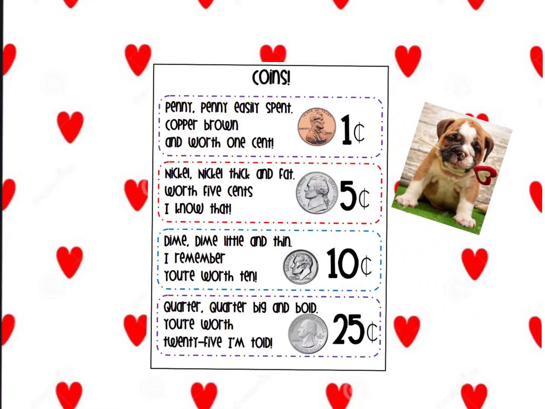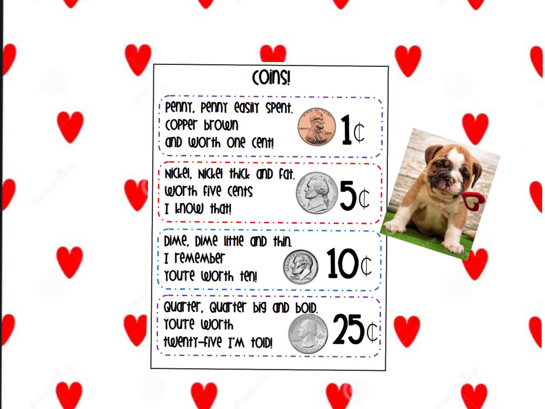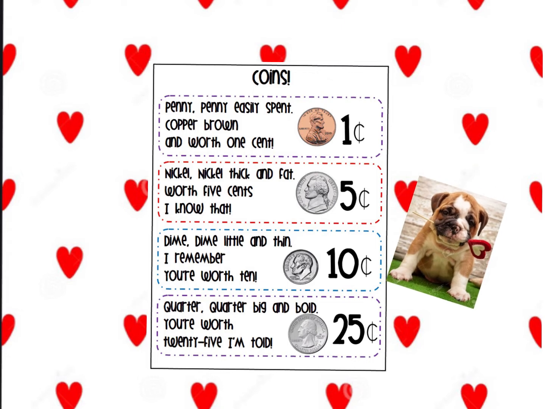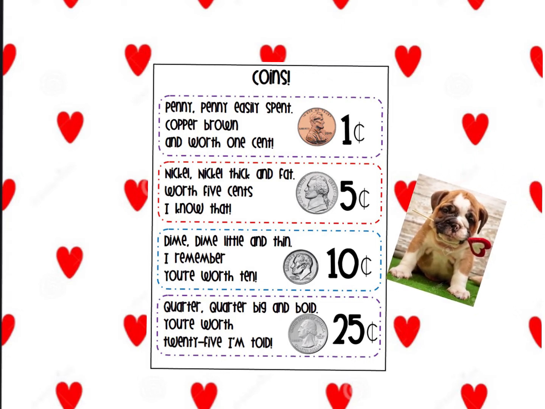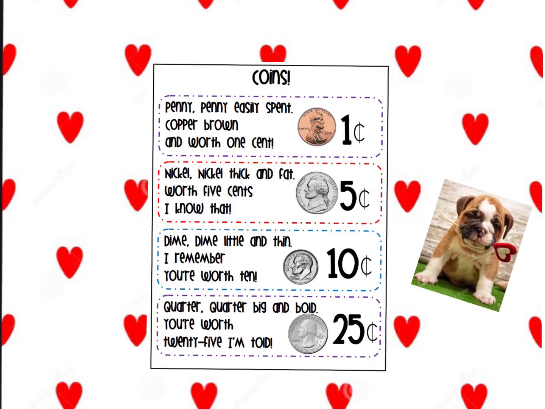Penny, penny, easily spent. Copper, brown and worth 1 cent. Nickel, nickel, thick and fat. You're worth 5 cents. I know that. Dime, dime, little and thin. I remember you're worth 10. Good. Quarter, quarter, big and bold. You're worth 25, I am told.